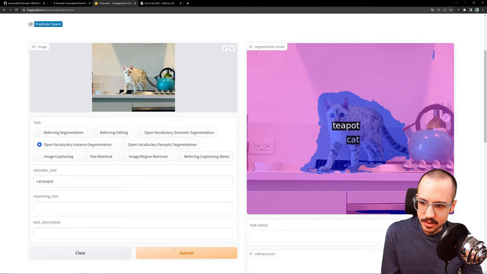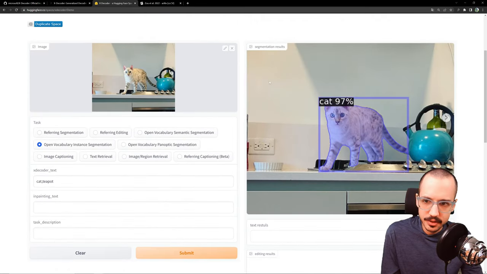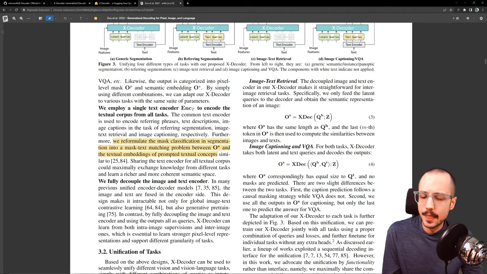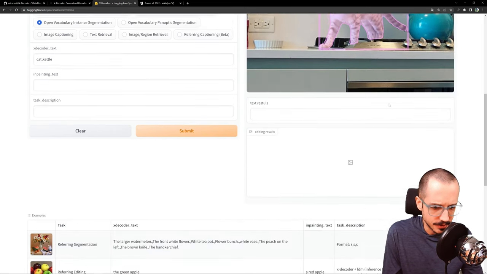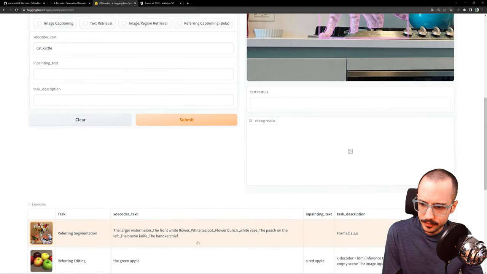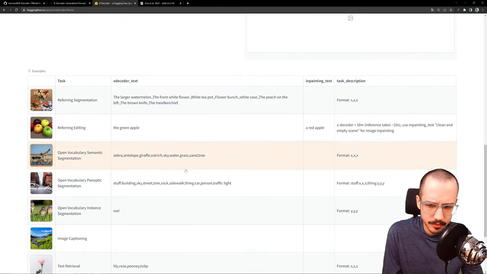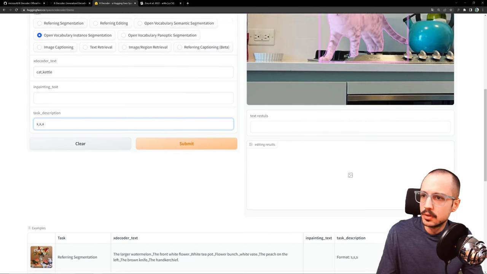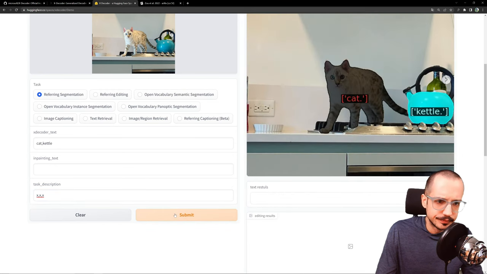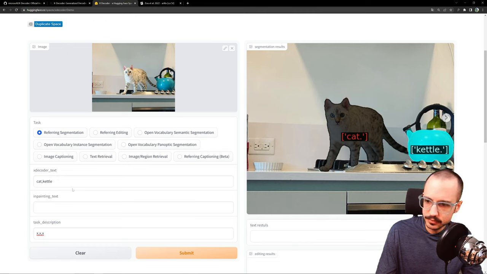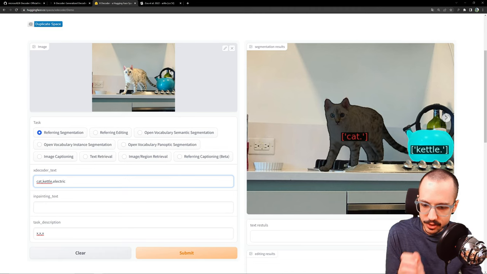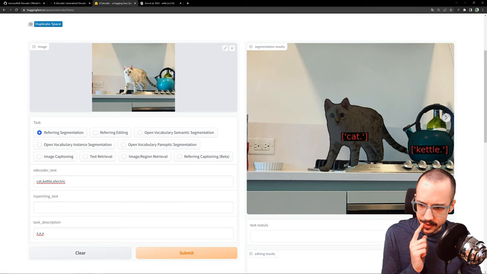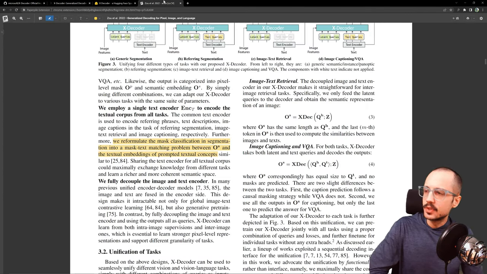Let's go back to instance segmentation here. Yeah, it's not getting the teapot. What if we do kettle? I think that's another word for teapot. No, it's still not getting it. Maybe you need to do XXX? Like, what is this XXXYYY thing? Yeah, there you go. Cat and kettle. Cat, kettle, let's see if it says electric. No, it doesn't get it. It's quite good, though. You always want to test it with cats.